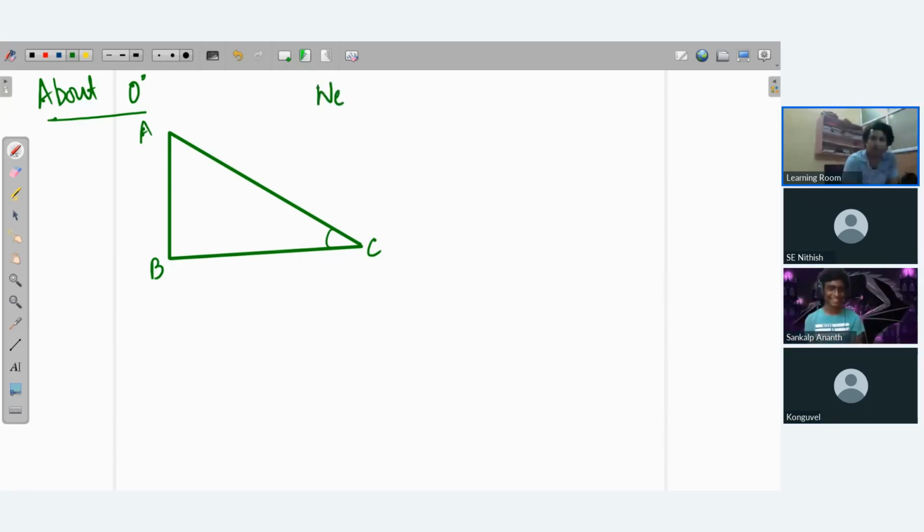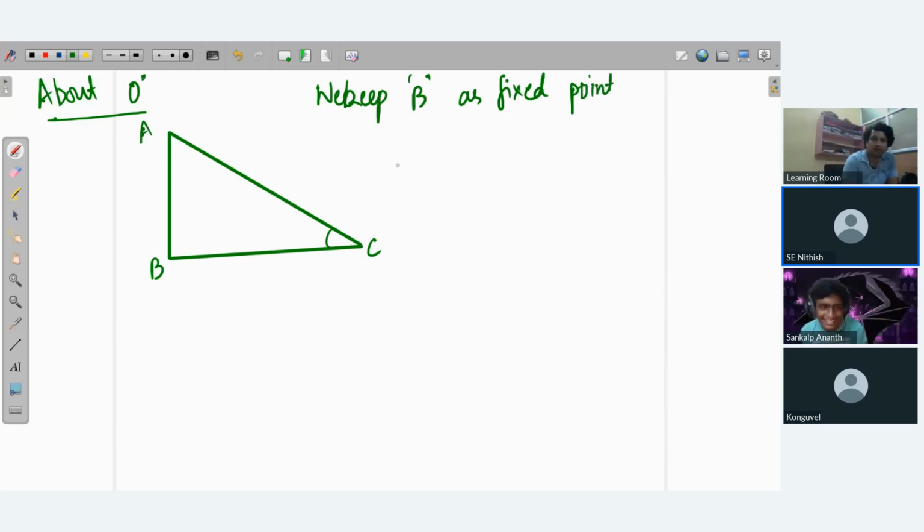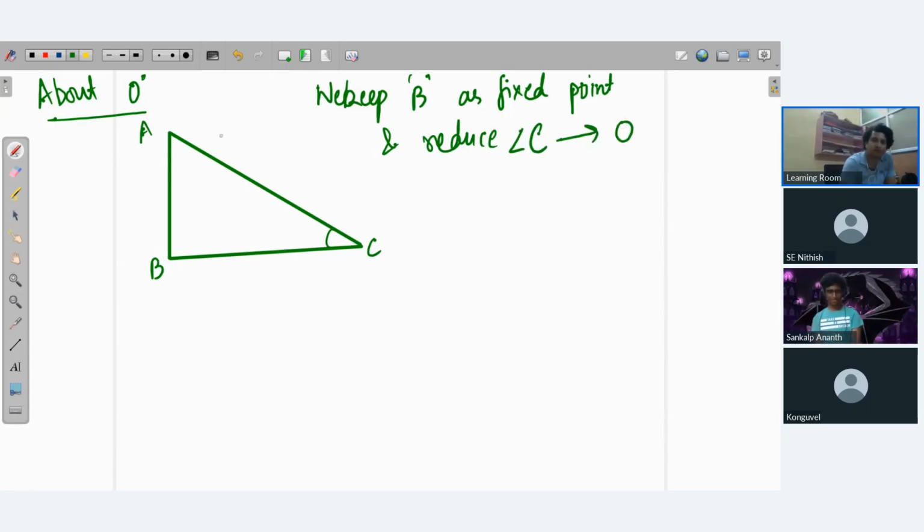See, we keep B as a fixed point and reduce angle C towards 0. How will we reduce it? When angle C reduces to 0, A will go to B. AB will also shrink. AC will overlap BC.